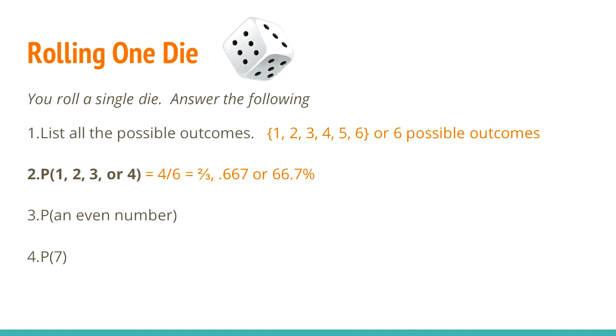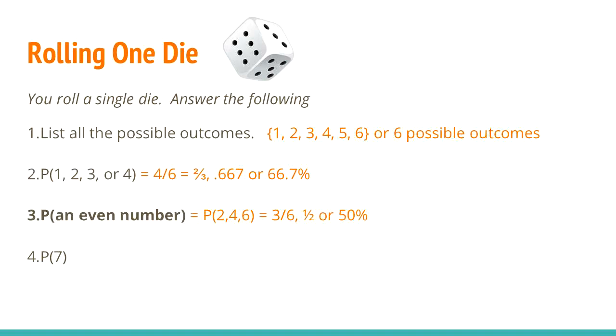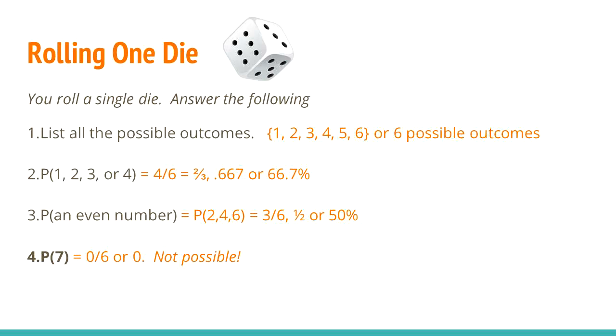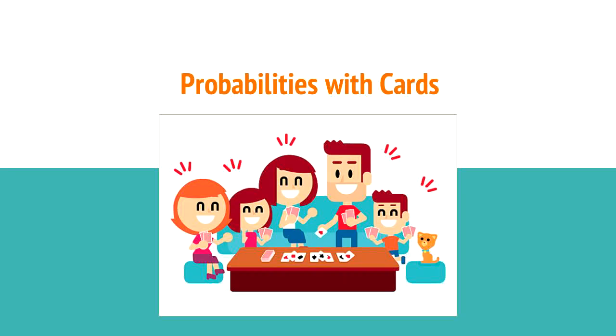Next, the probability of getting an even number. The even numbers on this die are the 2, the 4, and the 6. There are 3 of those, so 3 favorable outcomes out of the 6, giving me a 1/2 or 50% chance for an even number. Finally, number 4, probability of rolling a 7. There is not a 7 on this die, so that gives me 0 favorable outcomes out of 6, or 0% chance, because that is just not possible.